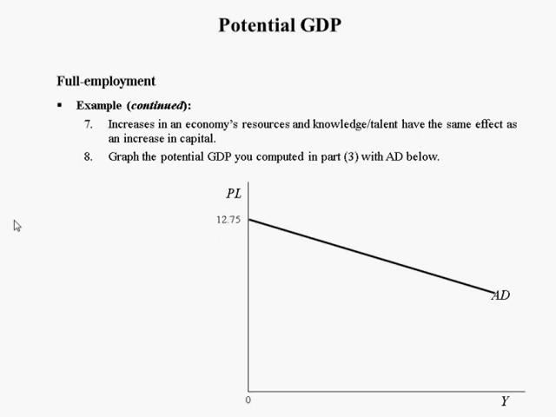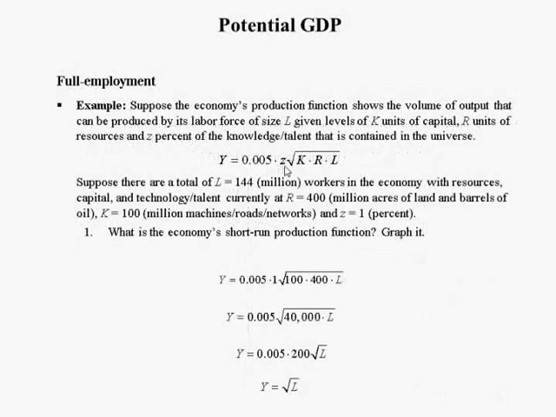Now we're going to graph the potential GDP you computed in part 3 with aggregate demand below. Remember when the labor force had 144 million people in it, the square root of 144 was 12. So full employment output is $12 trillion. And it doesn't depend on the price level. Let's go back and look at it. Notice you don't see price level here, here, here, or here. Potential GDP is not influenced whatsoever by the price level.